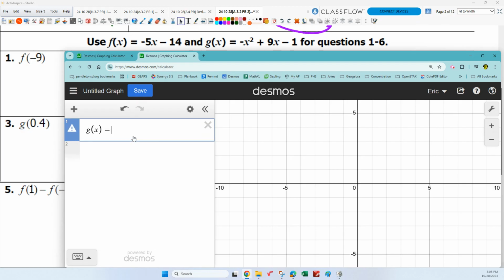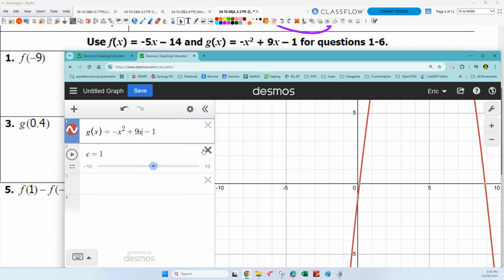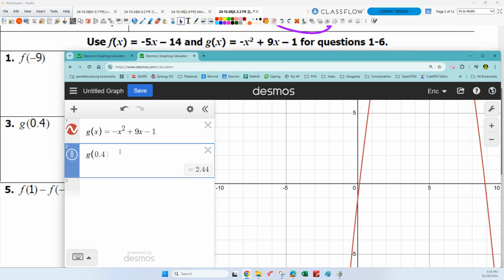I need to define g of x. So g of x is equal to negative x squared plus 9x minus 1. And then I just go down. Oops, I put a c in there, didn't I? There we go. And then we go down and we're going to do g of 0.4. And what's it tell me? 2.44. Okay, so 2.44 is my answer.